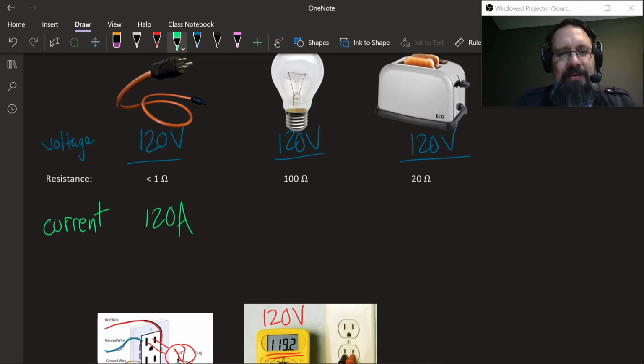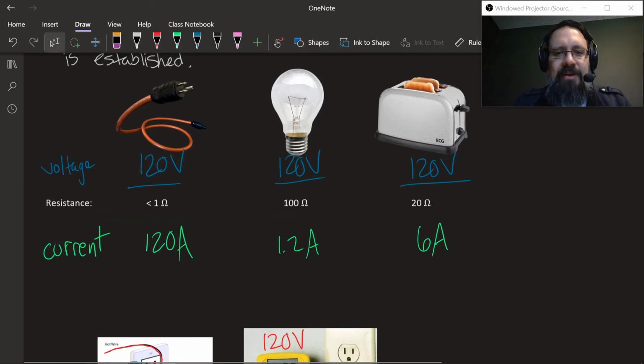Okay, next, 120 divided by 100, so that's 1.2 amps. And then in a toaster, 120 divided by 20, so 12 divided by 2 is 6, so that's 6 amps, because the zeros are going to cancel out. So that's what you're looking at in typical electronic devices.